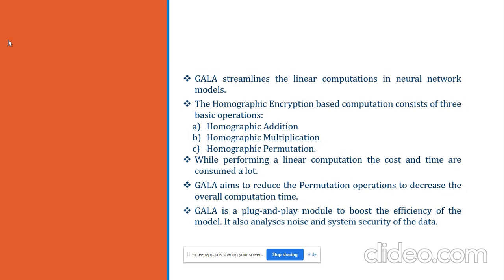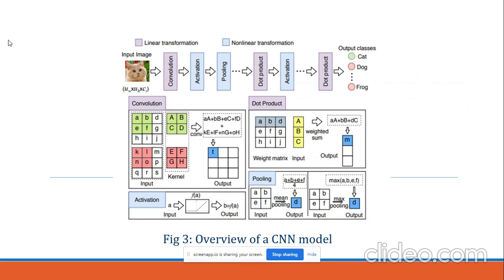The homomorphic encryption based computation consists of three basic operations: homomorphic addition, homomorphic multiplication, and homomorphic permutation. While performing a linear computation, a lot of cost and time is consumed. GALA aims to reduce the permutation operation to decrease the overall computation time. GALA is a plug and play module to boost the efficiency of the model. It also analyzes the noise and the system security of the data.